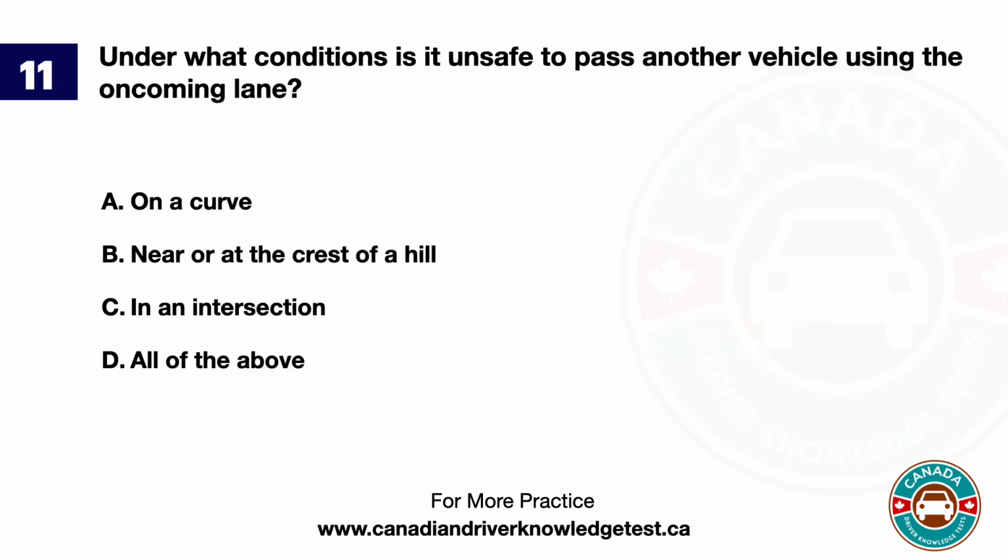Question 11. Under what conditions is it unsafe to pass another vehicle using the oncoming lane? A. On a curve. B. Near or at the crest of a hill. C. In an intersection. D. All of the above. The answer is D. All of the above.